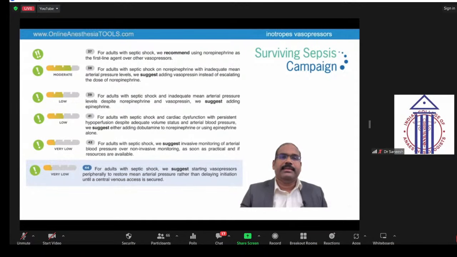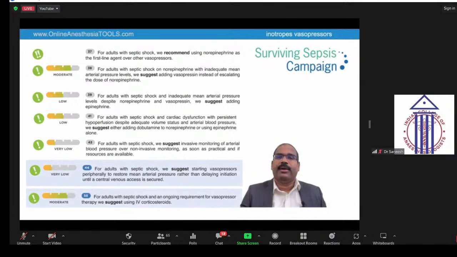For adults with septic shock, they suggest invasive monitoring as soon as practical and if resources are available. Vasopressors may be started via peripheral lines to restore MAP rather than delaying the initiation until central venous access is secured. For adults with septic shock with an ongoing requirement of vasopressor, IV corticosteroids are also suggested in the guidelines.